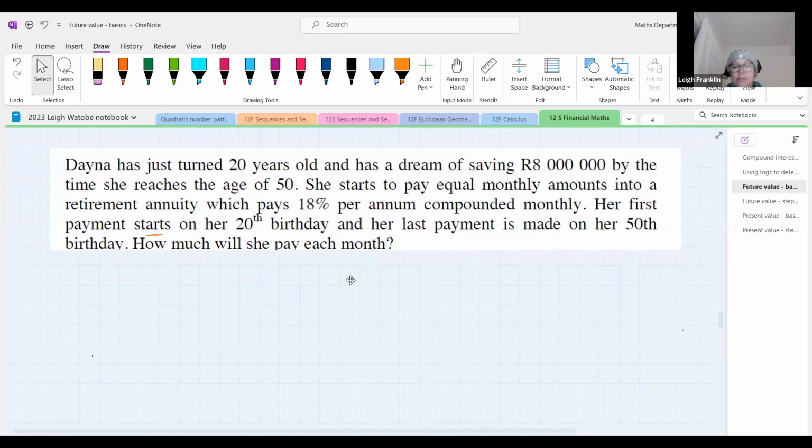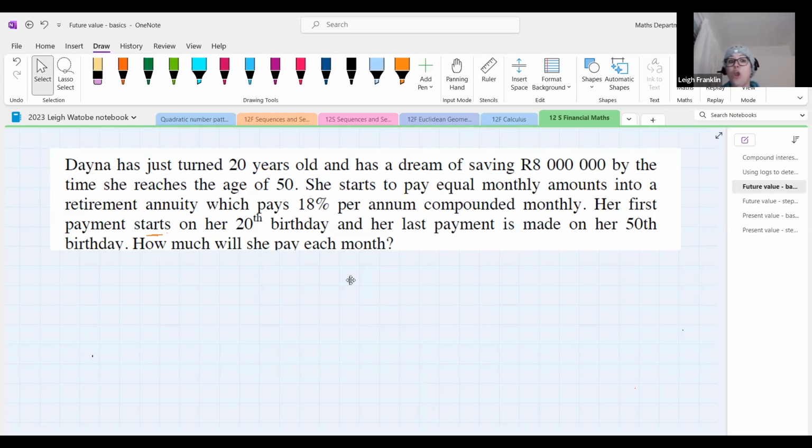I'm jumping forward a little bit, but we've practiced how to calculate future value quite a lot of times. So let's look at this. Dana has just turned 20 and has a dream of saving 8 million Rand by the time she reaches the age of 50. She starts to pay equal monthly amounts into a retirement annuity, which pays 18% per annum compounded monthly. Her first payment starts on her 20th birthday, and her last payment is made on her 50th birthday. How much will she pay each month?